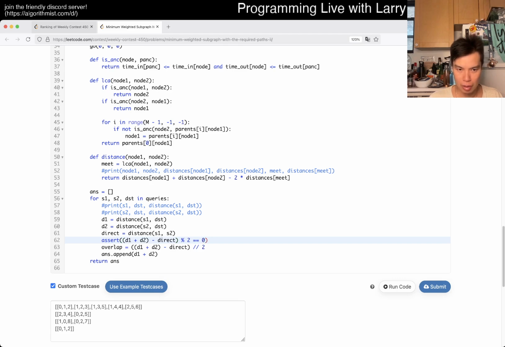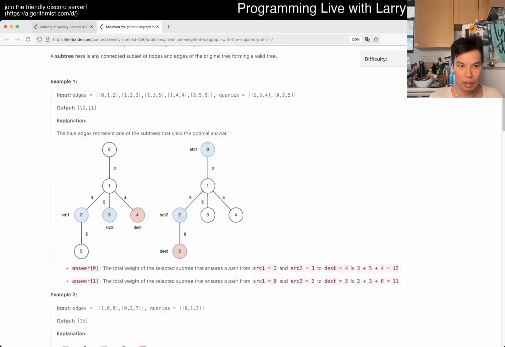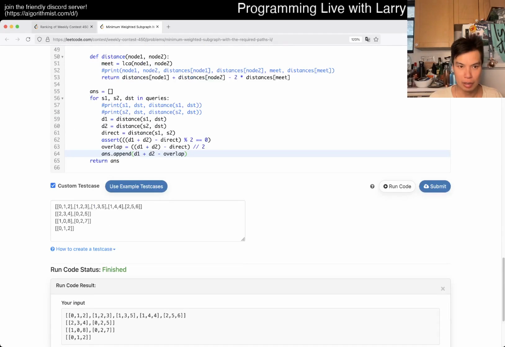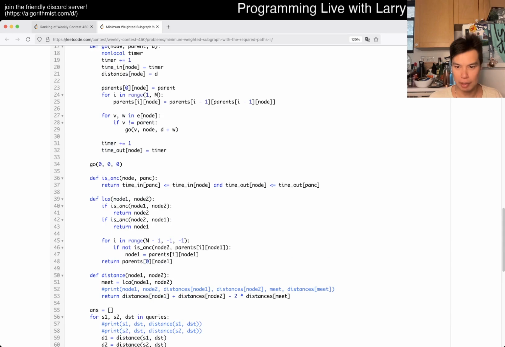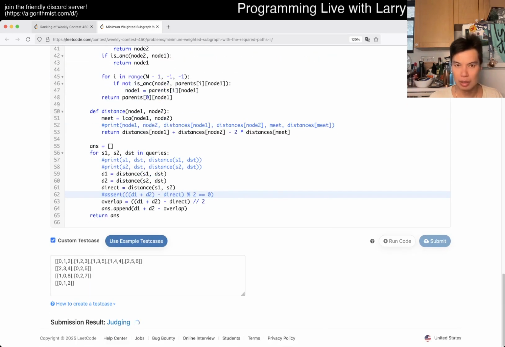Let's run it real quick. I guess that looks right. Okay, so then now it's just minus overlap once, and then that's it, right? 12, 11, and 15. Okay. I mean, definitely possible that we're making a silliness somewhere, but I feel like this is okay. So let's give a YOLO submit. Okay.